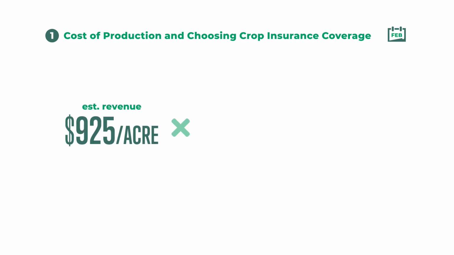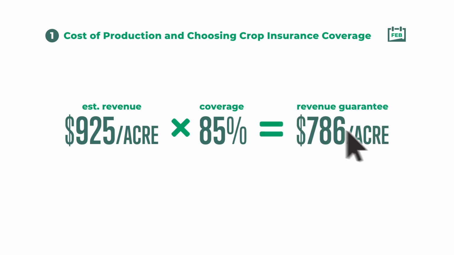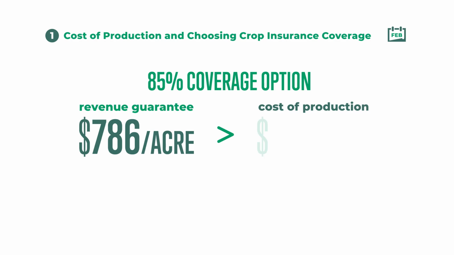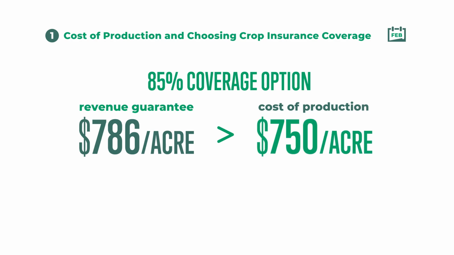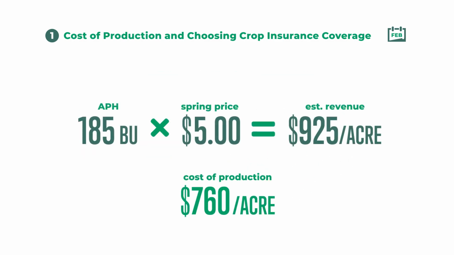Instead, you might opt to raise your coverage to 85%, securing $786 per acre. Note that this higher level of coverage will impact your cost of production. So in this example, we'll assume it adds $10 per acre, making your new cost of production $760. The $786 per acre revenue guarantee would cover your cost of production and give you some wiggle room for profit. Of course, we know there are factors that can affect these numbers. If your production increases or decreases, you incur additional expenses, or prices fluctuate, your numbers will be impacted.